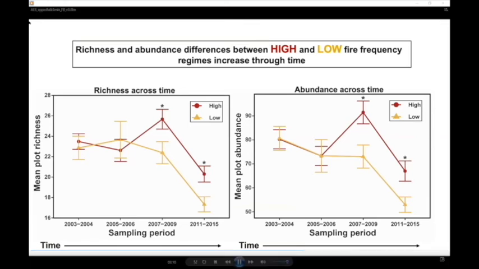On the x-axis of both plots, you've got time, which increases from left to right. And then on the y-axis, on the left, you have richness and abundance on the right. And you can see that initially there's not much difference in richness or abundance, but as time goes on, these start to differ between the high and low fire frequency regimes.